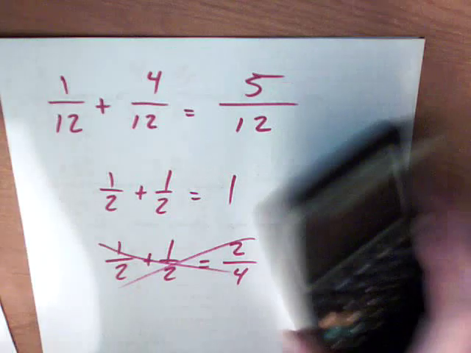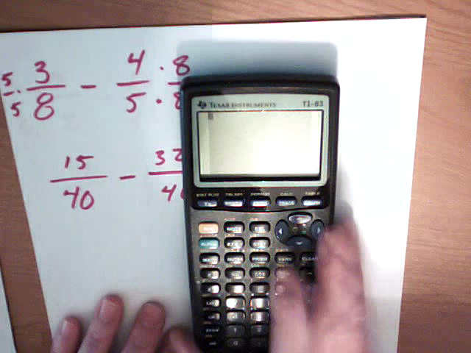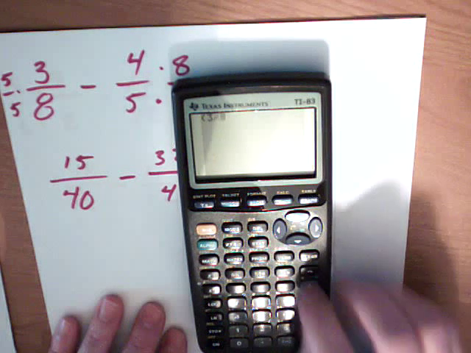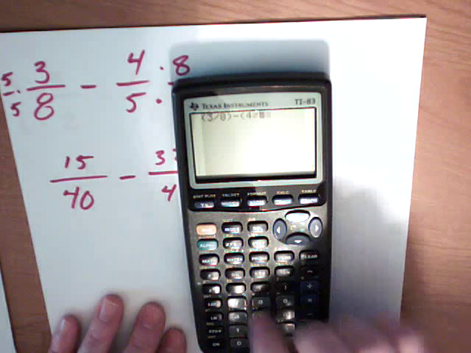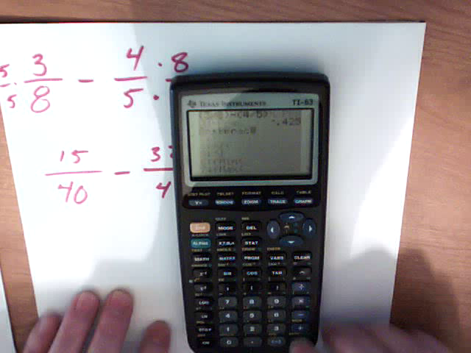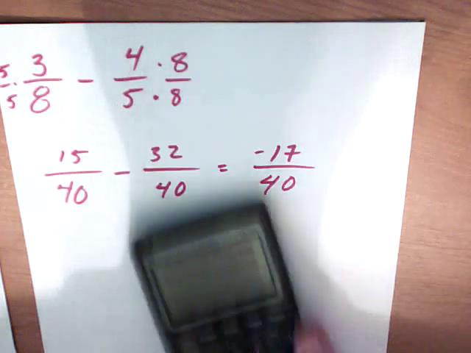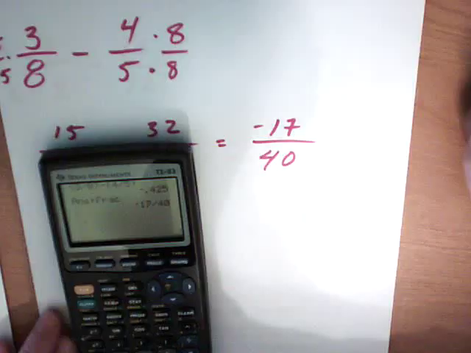So that should work with all of them. Let's try one with the subtraction here. We'll try one more. Parentheses 3 divided by 8 minus parentheses 4 divided by 5. We hit enter. Math, enter, enter. Negative 17 over 40. So that's how you use the calculator, the TI-83 at least.